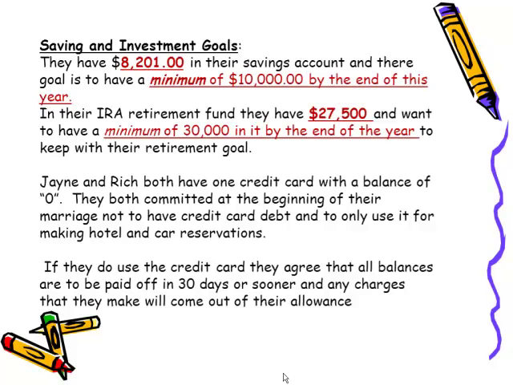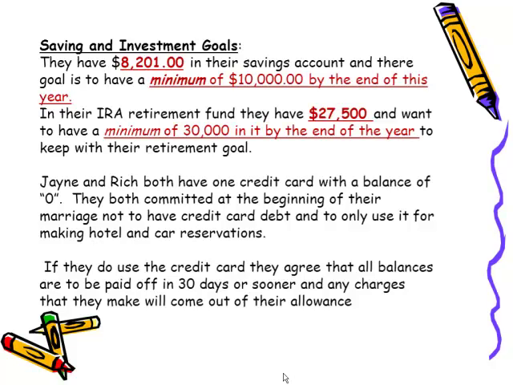In their IRA retirement plan, they have $27,500, and they want a minimum of $30,000 in it. Now that's a minimum. You can go over that if you can figure a way to do that. That's up to you, but these are minimums you have to hit. And the idea here is that there are minimums.